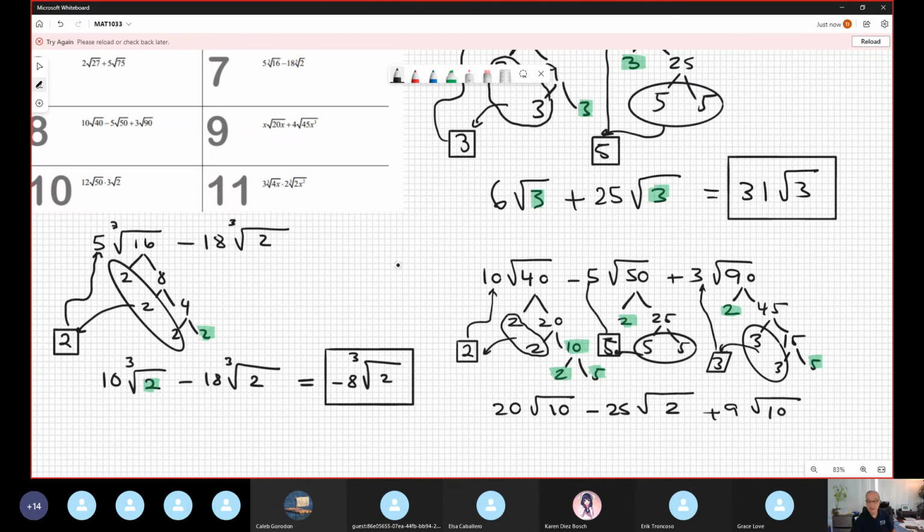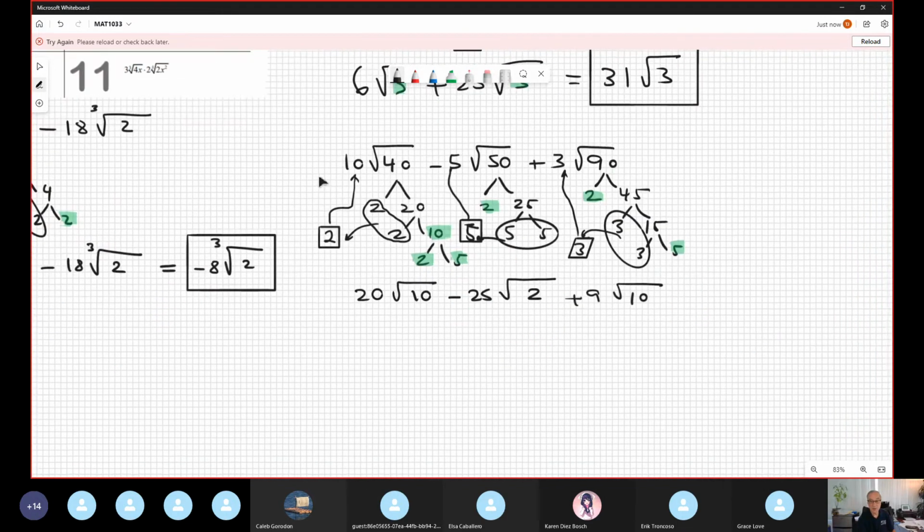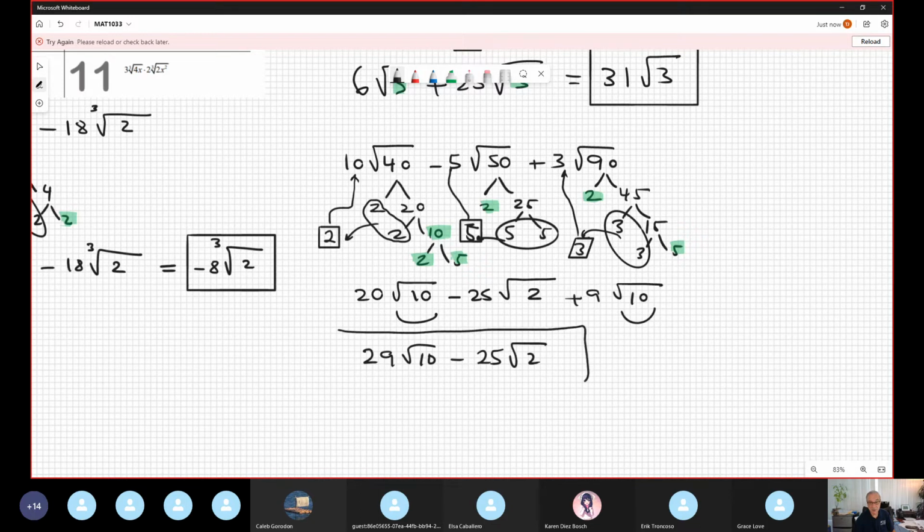In this case, this example was created to illustrate one thing. We can combine only the expressions that contain the same radical. 20 and 9 make 29 radical 10. And this stays totally alone: 25 radical 2. Cool.